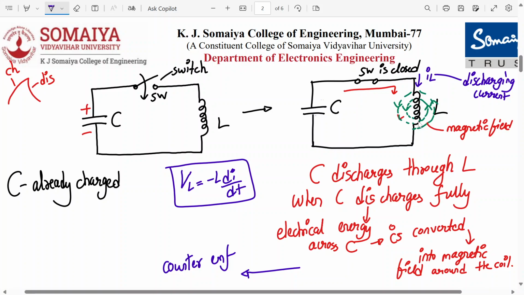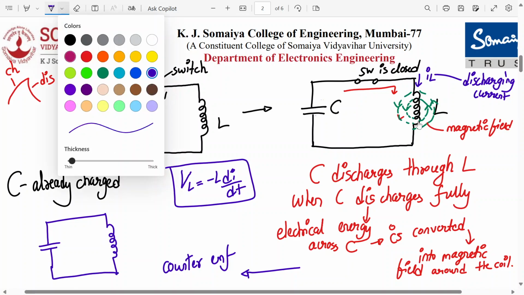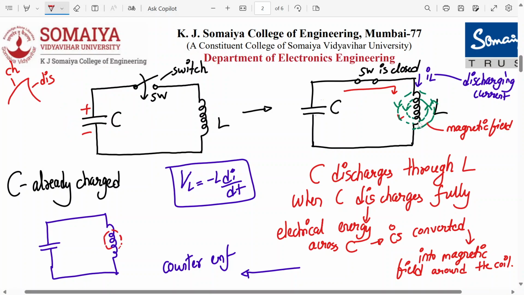So that means the capacitor starts charging again, but in the opposite direction, because this is counter EMF. Let me show it over here in another diagram. Earlier it was charging in plus minus. Now, when the inductor is fully charged with this magnetic field around it, it will slowly discharge like this. This is the magnetic field. Now the capacitor will charge in the opposite direction and slowly build the charges like this. See, the polarity is changed because the capacitor is now charging in the other direction.